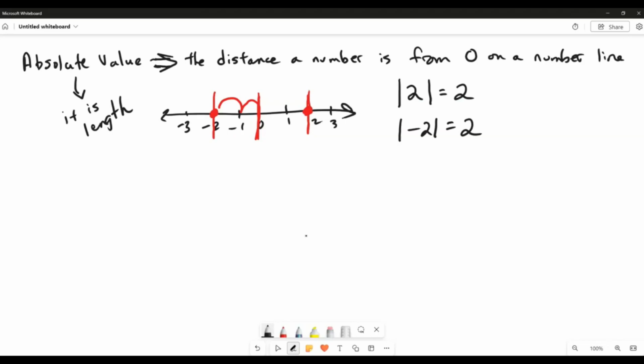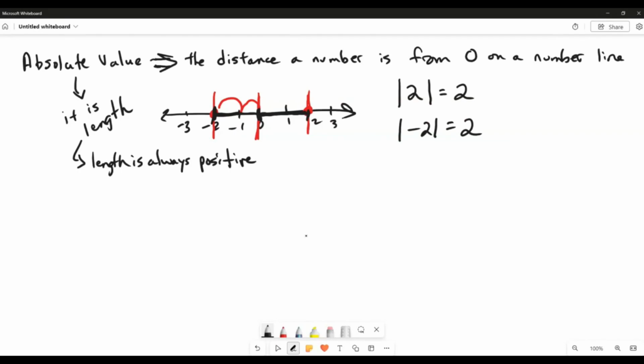How long is the piece? So if I have a piece of wood that's from here to here, it's 2 units long. From here to here is 2 units long, because length is always positive. Length is always positive. There is no such thing as -6 inches. Doesn't exist. Length is always positive.